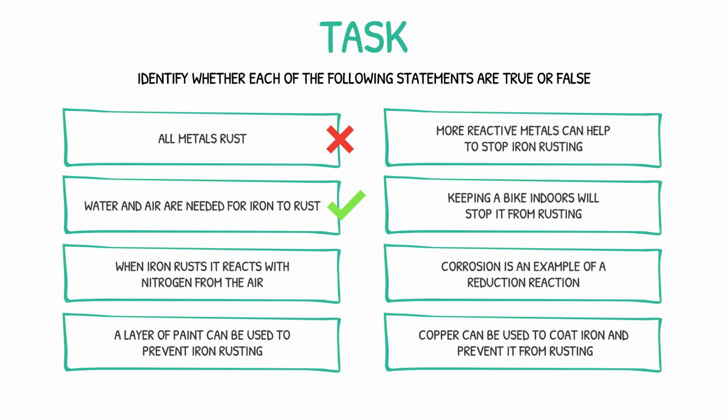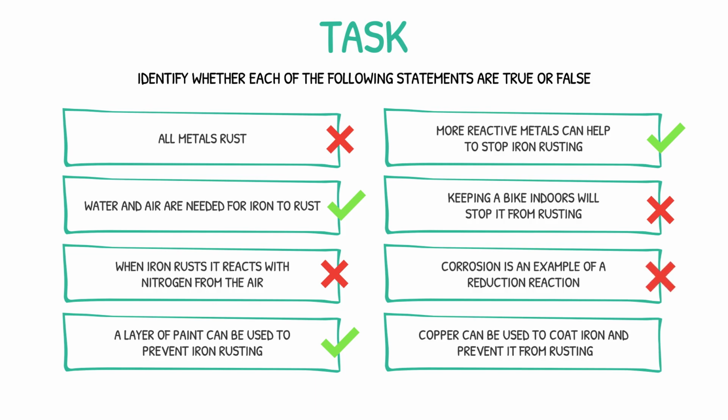This brings us nicely onto our third statement, which is false. Iron rusts when it reacts with oxygen from the air, not nitrogen. Statement 4 is true. Painting iron provides a barrier that prevents the metal from rusting. Statement 5 is also true. More reactive metals can be used in prevention methods such as sacrificial protection to prevent the rusting of iron. Statement 6 is false. Keeping a bike indoors does not exclude it from exposure to water and oxygen. Therefore, the rusting process would still occur.